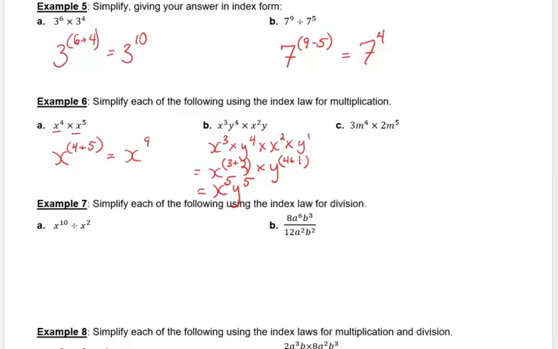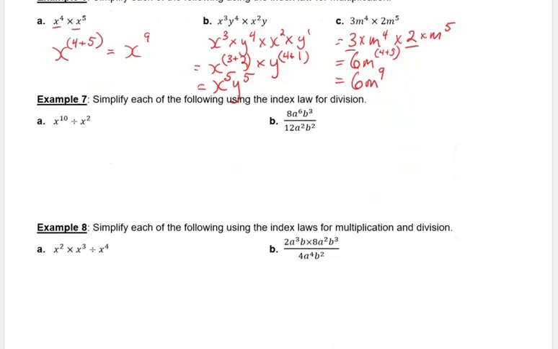Now this one, again, it looks scary, but really it's just 3 times m to the power of 4 times 2 times m to the power of 5. If we reorder that, I've got 3 times 2 is 6, because I can just multiply those numbers together, and then m. I'm multiplying, so I'm adding 4 plus 5. So the real answer is 6m to the 9.